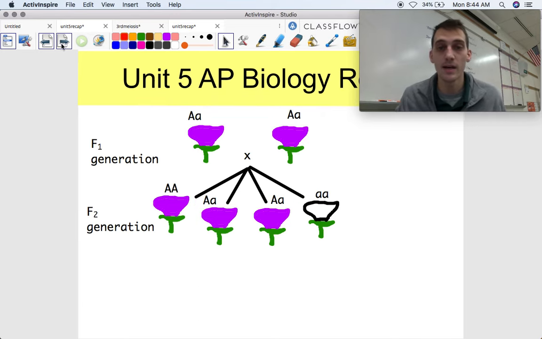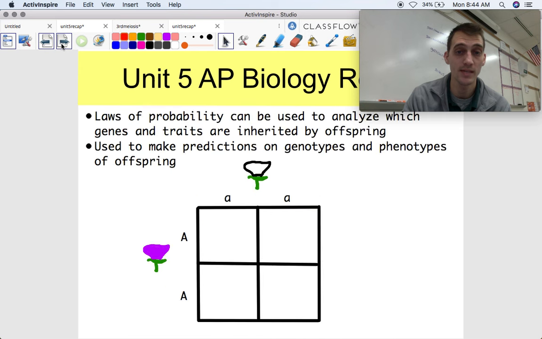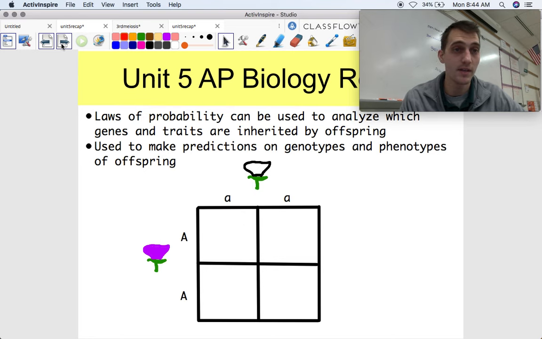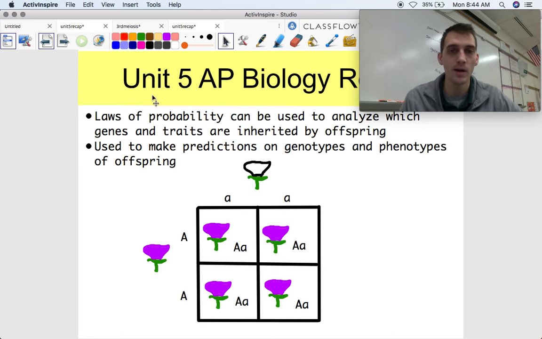And if we cross our two heterozygotes, there is actually a 1 in 4 or 25% probability that we're going to end up with white flowers, a homozygous recessive individual. A Punnett square is how we show how this works. Laws of probability can be used to analyze which genes and traits are inherited by offspring, and these are used to make predictions on genotypes and phenotypes. Hopefully you know how to do a Punnett square. Something I tell my students all the time is, oh yeah, I remember from 7th grade where to put the letters in the boxes, but they don't really remember what it means. They don't even recognize what the probability is. So it's important to know.